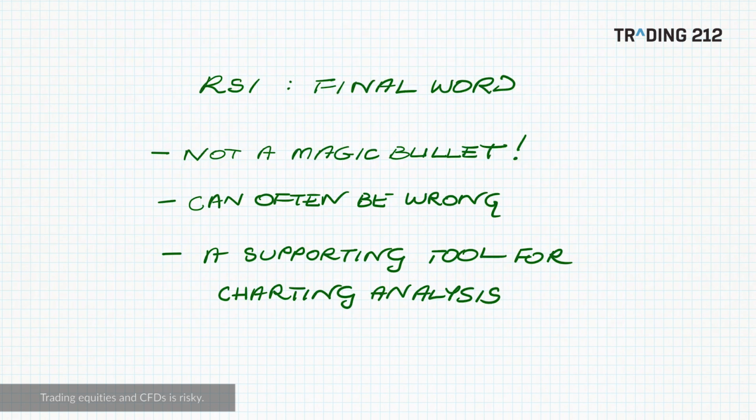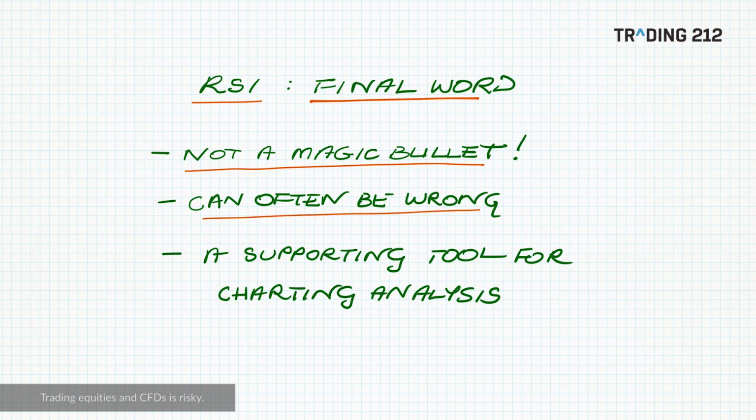And so let's end with a final word in conclusion about the RSI. Having looked at all these different ways to use the indicator, the first thing to remember, and this is true for all technical indicators, is that it's not a magic bullet. Beginner traders often fall into a trap of assuming that the signals from an indicator will produce a correct signal all the time, and that simply isn't the case. Not only can signals be wrong, but they can often be wrong. The key to success is using a variety of methods to help you make good trading decisions. So if you end up using the RSI, its place will be as a supporting tool that helps to complement your charting analysis.